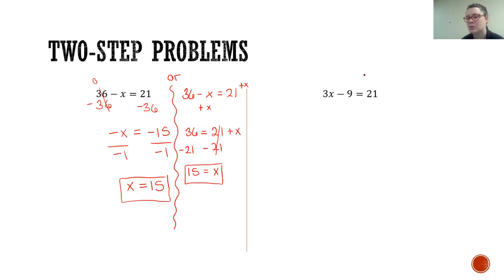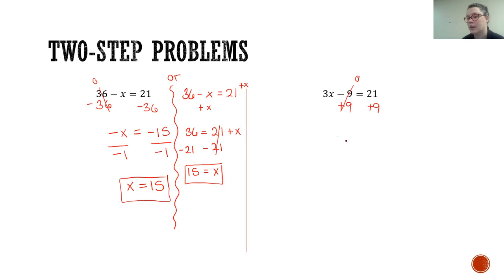The math term for this is called combining like terms. The 9 and the 21 are considered like terms because they don't have a letter attached to them. 3x is a different type of term because it has x attached to it. So our first step is to combine our like terms, or basically put the numbers on one side and the things that have x's on the other side. To do that, if it's minus 9, we're going to add 9 to both sides. So this is going to go to 0.